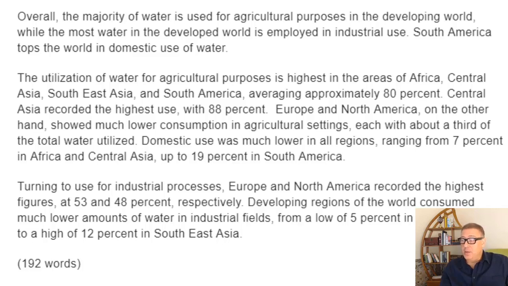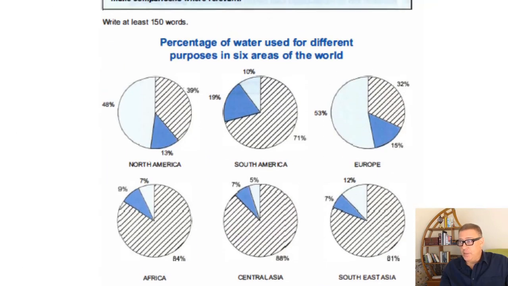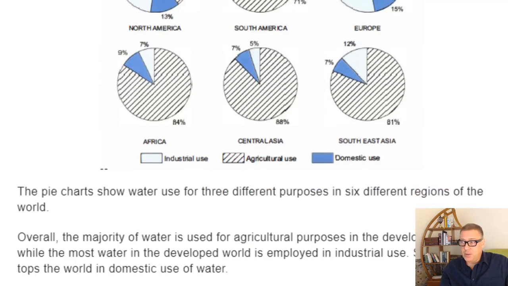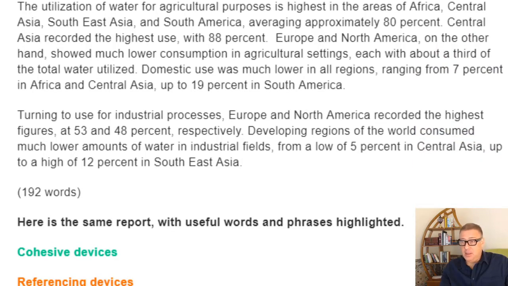Domestic use was much lower in all regions, ranging from 7% in Africa and Central Asia up to 19% in South America. So domestic use was much lower than the use of water for agricultural purposes in all of the regions. So even in South America, where it's not the lowest, it's lower than for agricultural use. So there we've dealt with agricultural use and domestic use of water. So our last paragraph, our second details paragraph, is going to be about industrial use of water.